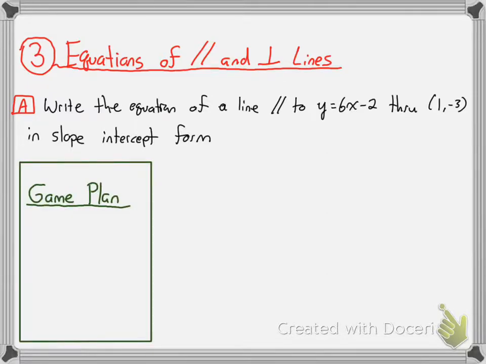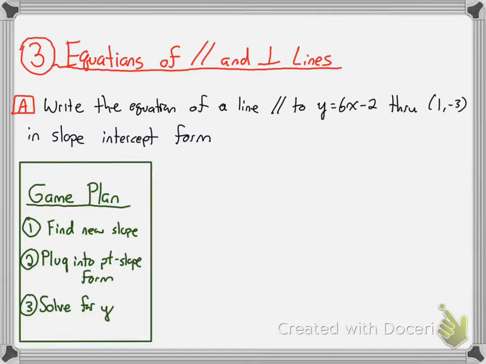In this kind of problem, first I want to figure out what my new slope is. So whether I want a line that's parallel or perpendicular is going to be helpful here. From there, once I figure out my new slope, I'm already given that coordinate, so I can plug into point-slope form. Finally, after I have my equation in point-slope form, I can easily solve for y and get it into slope-intercept form. So let's do those 3 steps together.